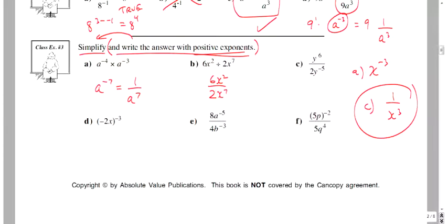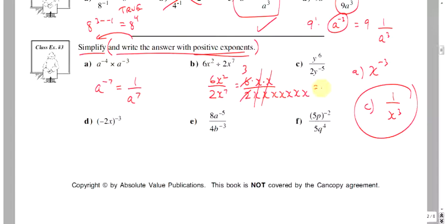Just for fun, let's write that as repeated multiplication, because like I said, you can always do this. Okay? 2. How many do I have? 7. 4, 5, 6, 7. 2 goes into 6 3 times. x over x, x over x.